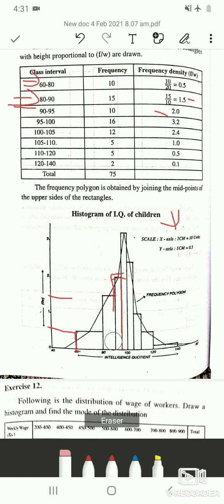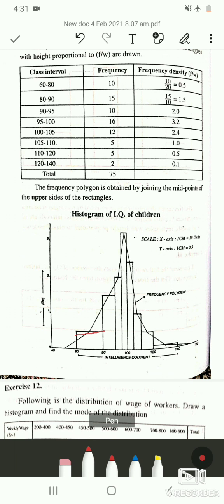You can see the rectangular bars are of unequal width because the class intervals are unequal. You can see this has more distance, this has less than the previous, even this. So the width will change when the class intervals are of unequal width. Similarly, plot the histogram for all the class intervals. The last one will be 120 to 140, and the corresponding value is 0.1, which will be somewhere here.